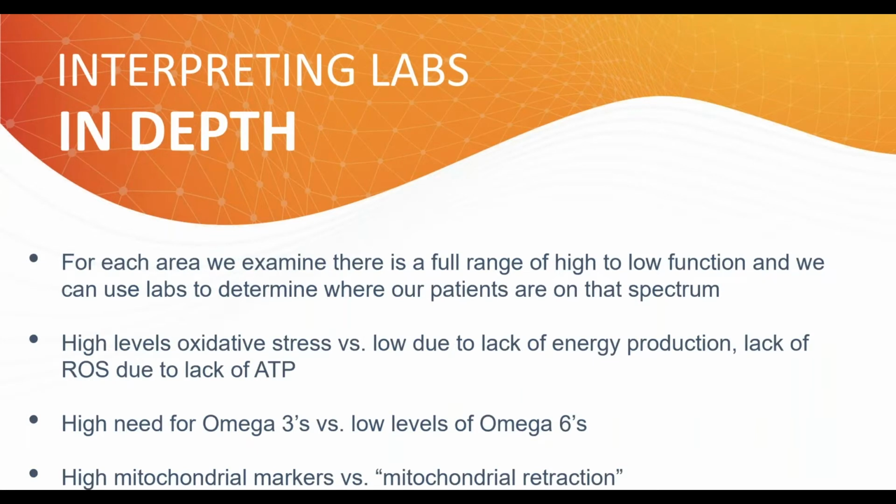So again, for each area that we're examining here, there's a full range from high to low function. High levels of oxidative stress, we all know that's bad. The labs show that, we're going to treat that, people get better. But what about low levels due to lack of mitochondrial energy production? You can actually have a lack of reactive oxygen species due to a lack of ATP.